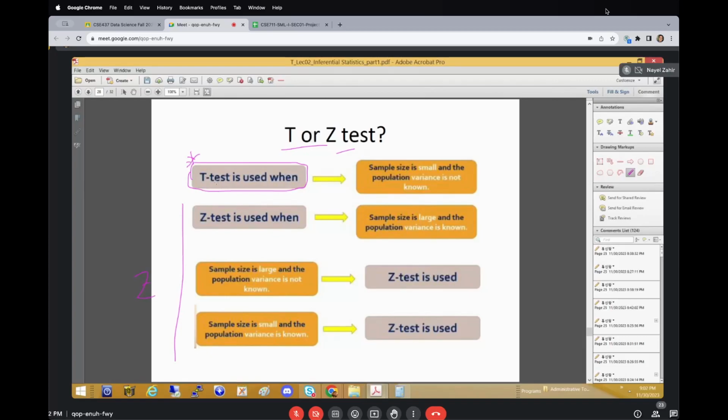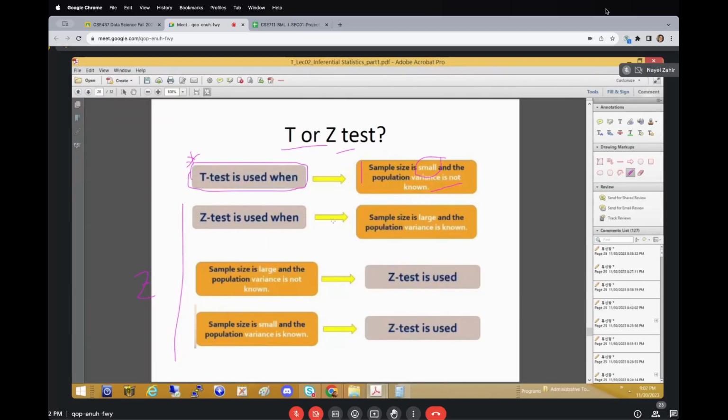So when it is suitable to apply the T test: here the sample size is small and population variance is not known. So this is the ideal case for applying the t-test. The sample size is small and population variance is not given or not known. So in that case, we can apply the t-test.